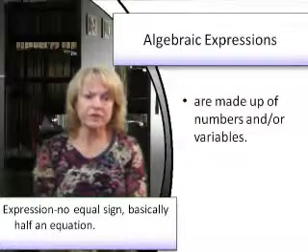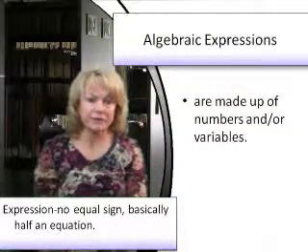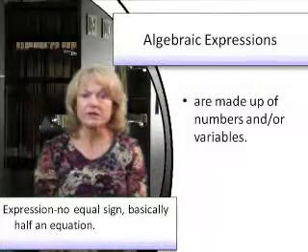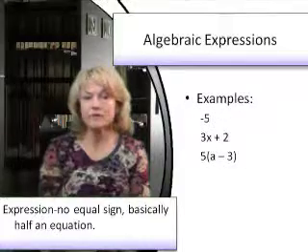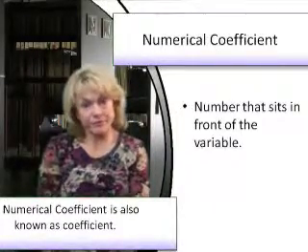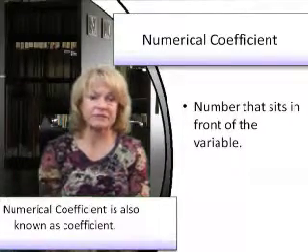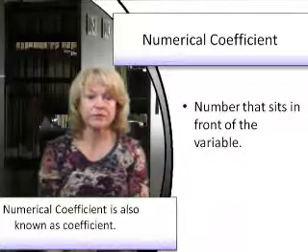Let's start with some terminology. Algebraic expressions are made up of numbers and/or variables. It is not an equation, therefore you will not see an equal sign. Here are a few examples. The numerical coefficient is the number that sits in front of a variable, or if no variable, the constant itself.